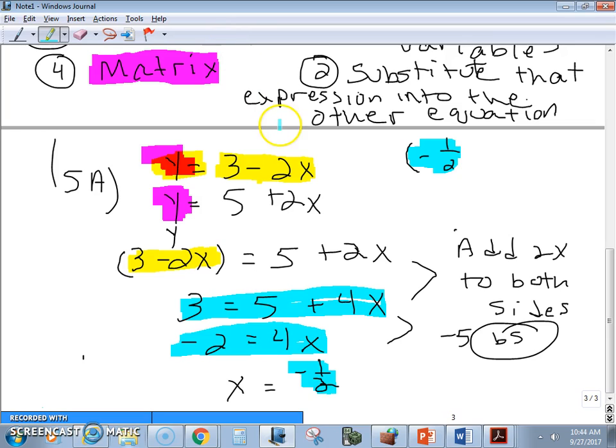The way I'm going to do that is substitute in negative 1/2 here. So what happens when I do that? Let's see, I get 3 minus negative 1/2 times 2, which is negative 1. 3 minus a negative 1 is just equal to 4. So my solution is negative 1/2, comma, 4.